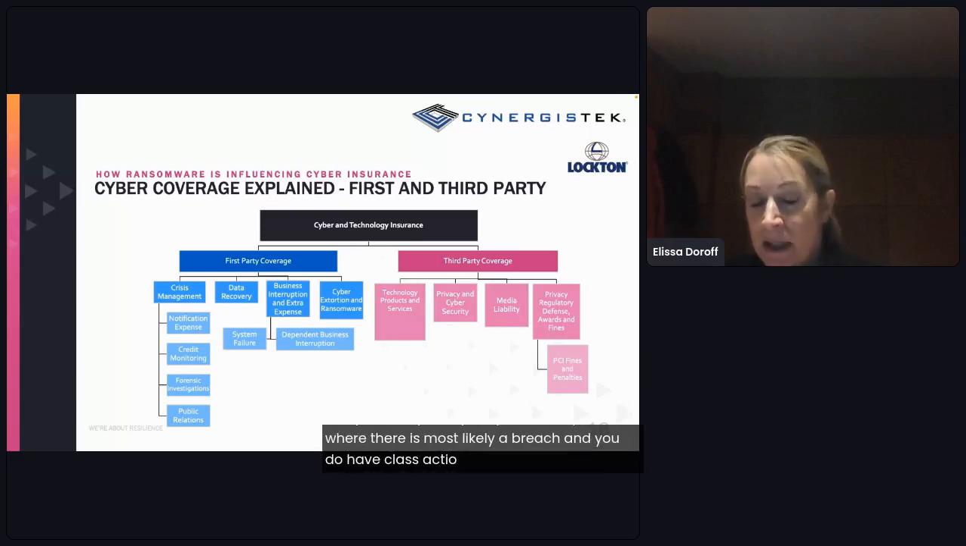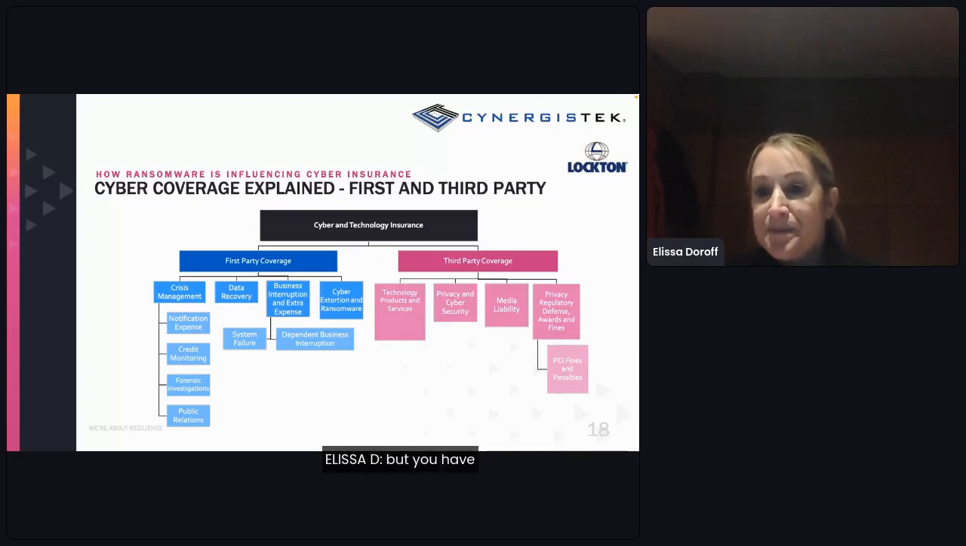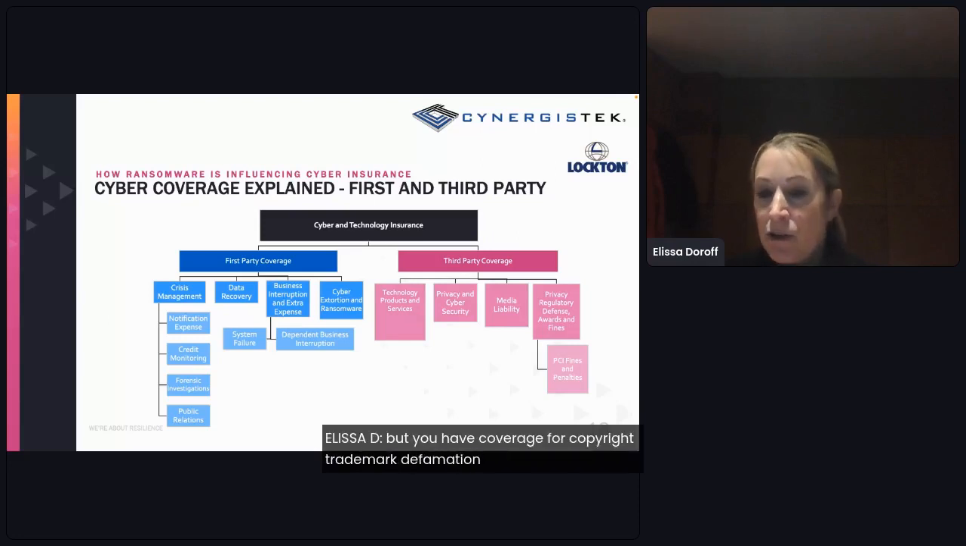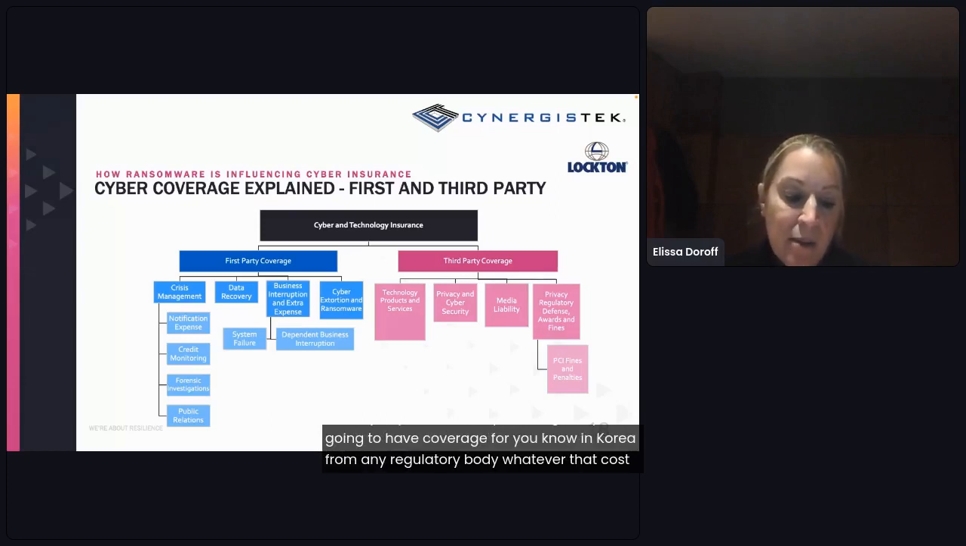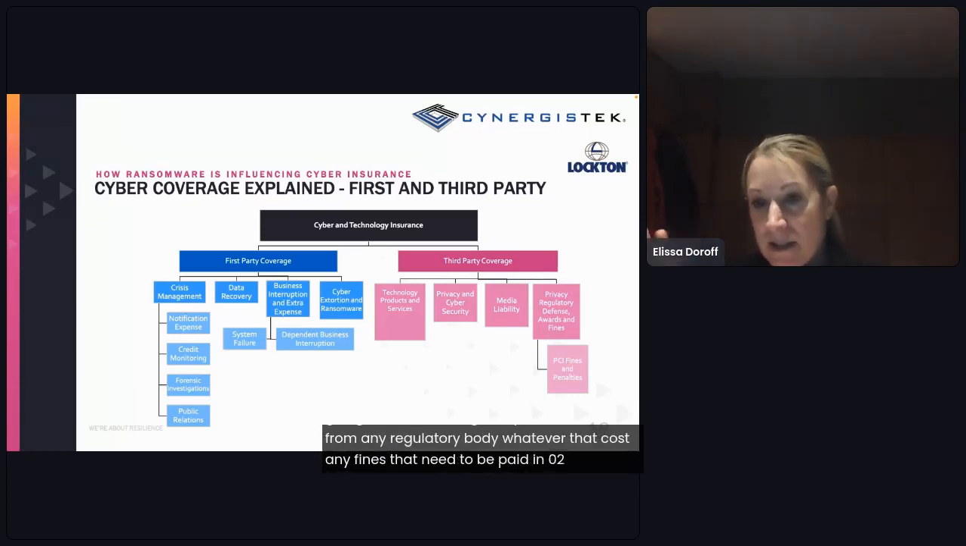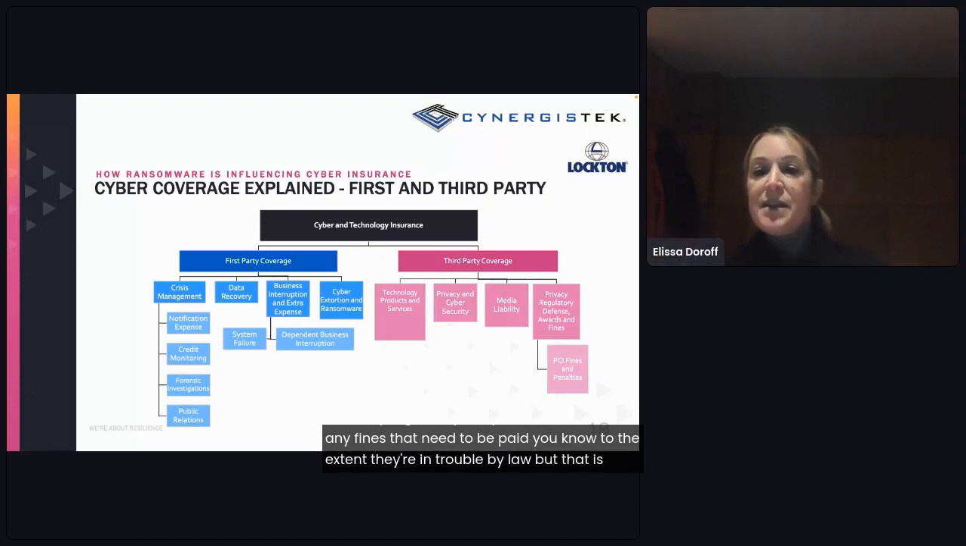A lot of times also on these policies, you have internet media liability. So not broad media like a publisher, but you have coverage for copyright, trademark, defamation, misappropriation, name or likeness. That's sort of media liability. Typically, it's going to be something that's on a website that the company maintains. And then, of course, the regulatory coverage. That's also really important, a very important liability coverage. So you're going to have coverage for inquiries from any regulatory body, whatever that costs, any fines that need to be paid, to the extent they're insurable by law. But that is that coverage.